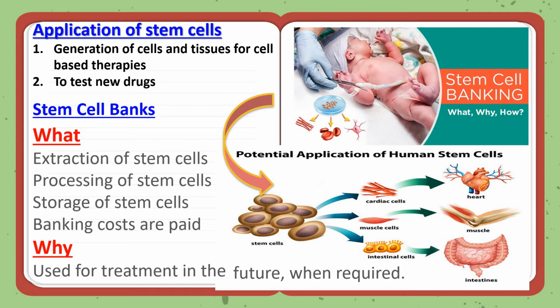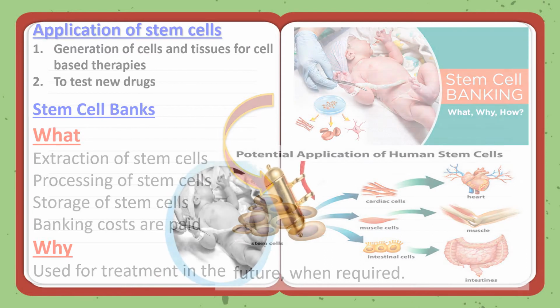Now we have a new banking system, that is stem cell banking. What is stem cell banking? Stem cell banking is the extraction, processing and storage of stem cells so that they may be used for treatment in the future when required. When you store the particular stem cell, it costs and we have to pay for it. Like we store blood, here we can store the stem cells. That is called stem cell banking. We can use it when there is a need. That is the meaning of stem cell banking.